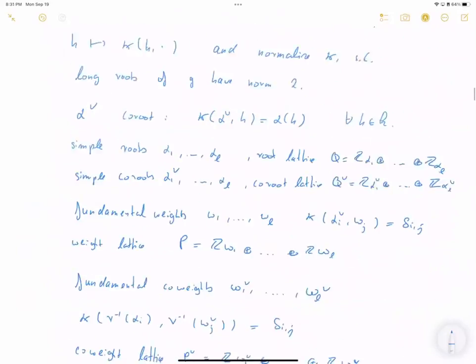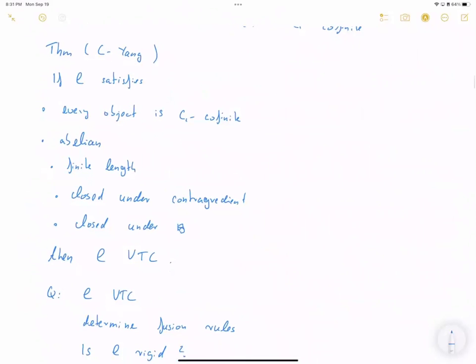Right here we had this. So C is the category of modules of a vertex algebra, and if it has these six properties, that every object is C1 cofinite, it's an abelian category, every object is of finite length, it's closed under contragradient and closed under tensor product, then we get a vertex tensor category.